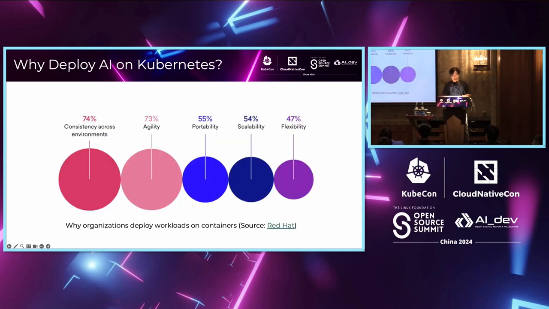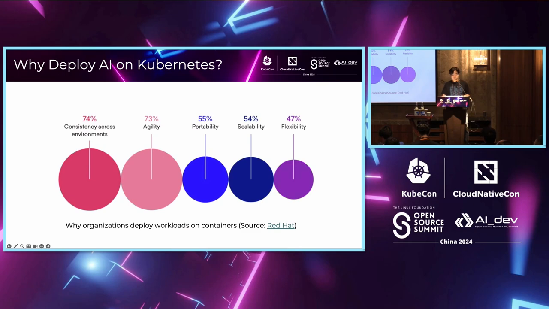One piece of research from Red Hat shows why organizations deploy workloads on containers like Kubernetes. 74% of the respondents say it's because Kubernetes has consistency across environments. It does not matter if we use multi-cloud, hybrid cloud, or private cloud. And agility. In the previous slide, I mentioned that Kubernetes has agility. Developers can focus on the development of their applications, and the infrastructure management team builds the Kubernetes and prepares Kubernetes resources and host-level resources like GPU, CPU, and memory.